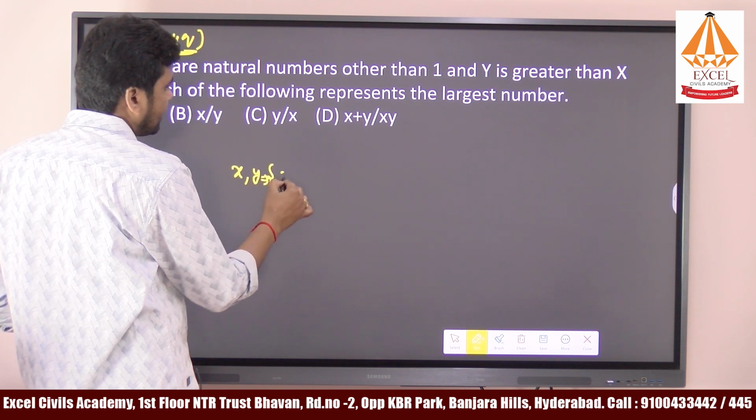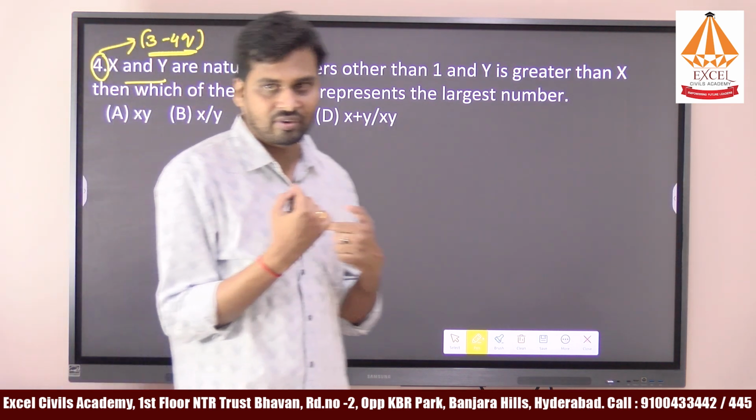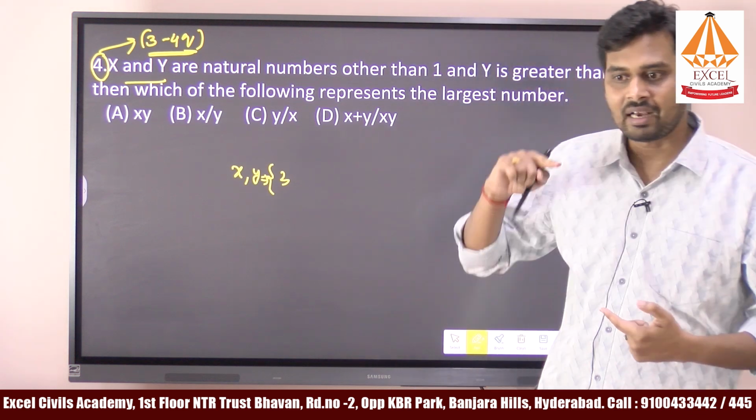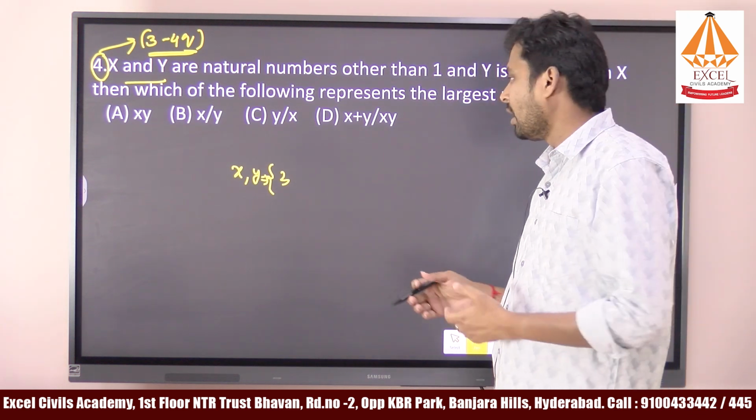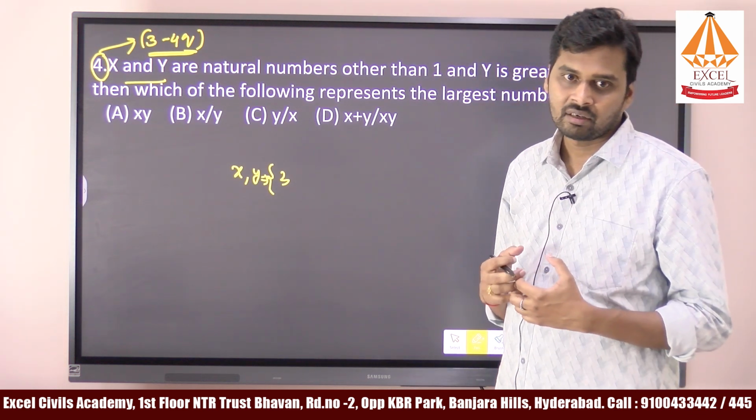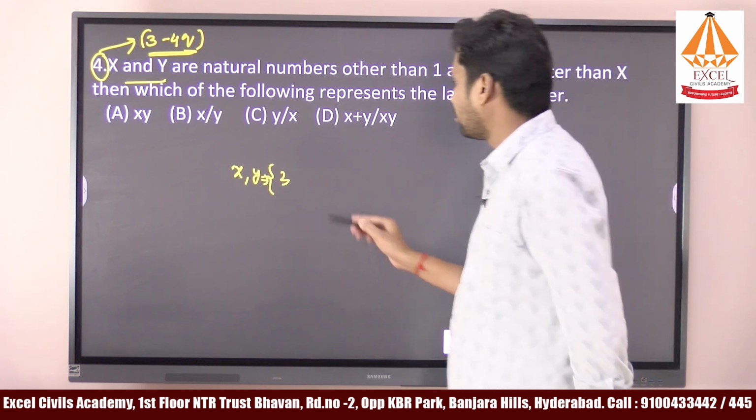I'll tell you the divisibility rule of 3. How do we know that a certain number is divisible by 3 without dividing the whole number? Is there any way to say that a particular number is divisible by 3 without dividing the whole number?